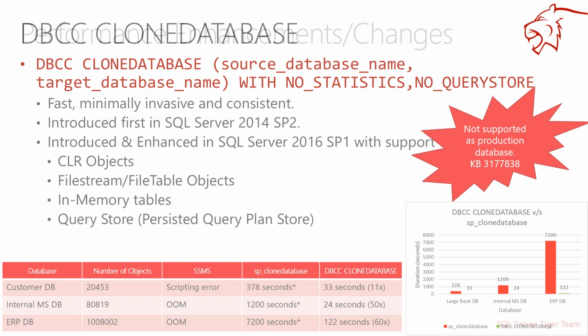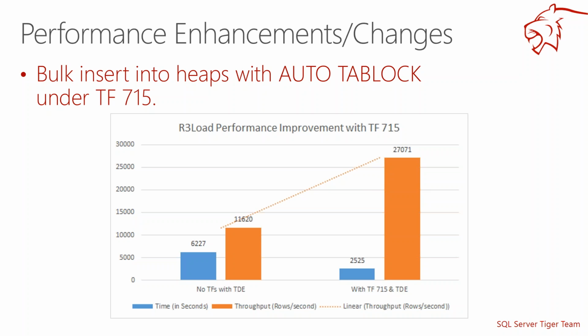Perf enhancements in 2016 SP1: bulk inserts. This was for one of the customers we were working with, and they were using SAP's R3 load service, which is primarily an export-import utility, supported or provided by SAP when you want to migrate your SAP workload across database platforms. One of the challenges of this utility is that it does use bulk insert when it's loading the data, but it doesn't allow you the flexibility of using tab lock.